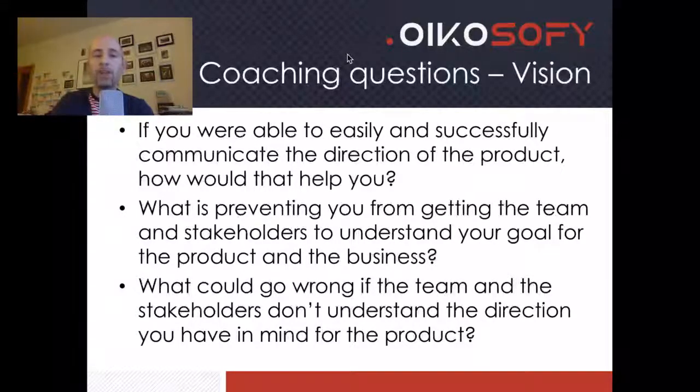Now, when we talk about vision, setting the direction, we can start by setting the goal, the perfect scenario in the product owner's mind by asking, if you were able to easily and successfully communicate the direction of the product, how would that help you? We can ask that question and really focus on helping the product owner to understand what a better world would look like. And then we can ask something like, what is preventing you from getting the team and the stakeholders to understand the goal you have for the product and the business? Because very often product owners will have that goal. They will have that direction, but will not know how to communicate it.